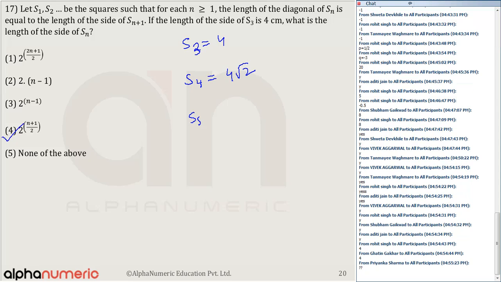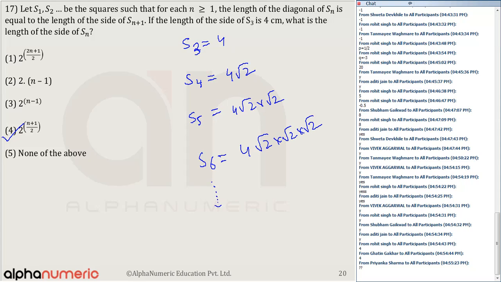ठीक है. फिर S5. अब S4 का 4√2 है. So S4 की जो diagonal की length क्या होगी? 4√2 into √2. Yes or no? फिर S6 की diagonal की length क्या होगी? That will be 4√2 into √2 into √2. Yes or no? और ये so on. यही आते जाएगा. So what is the length of sides?